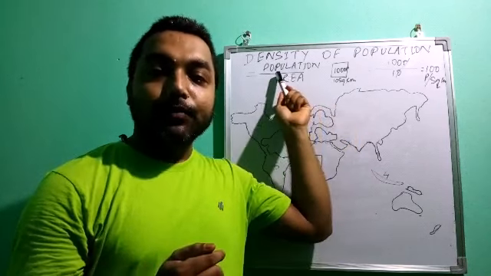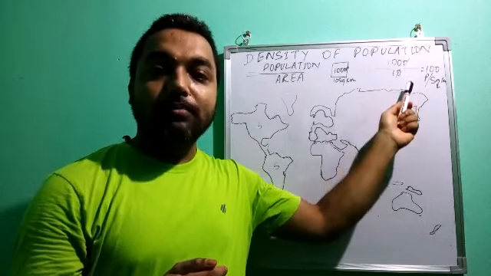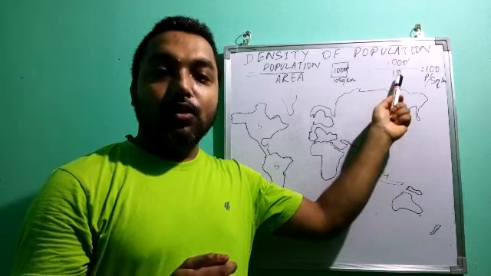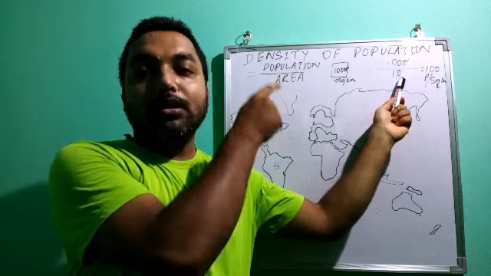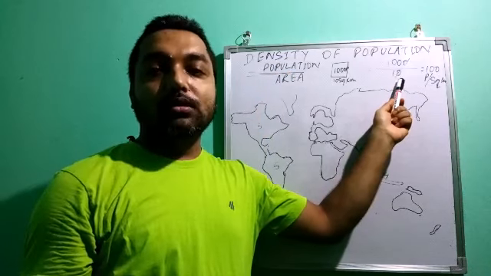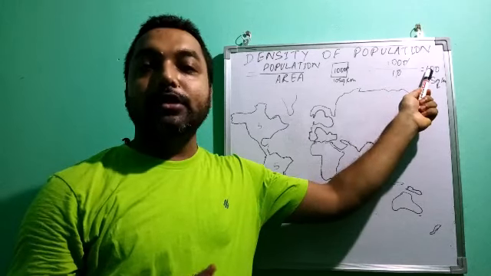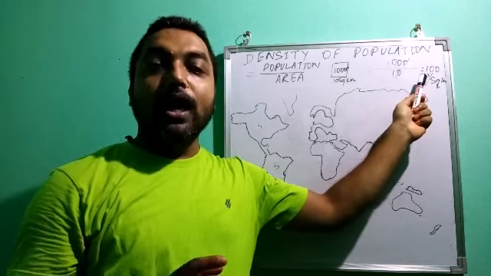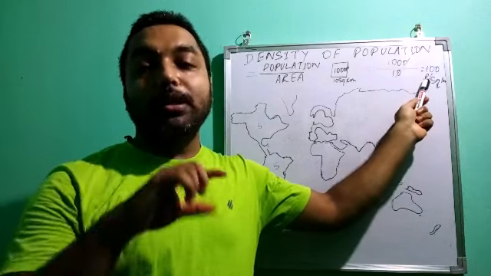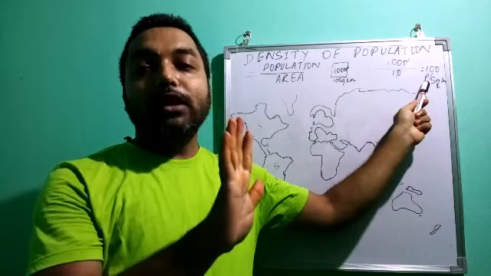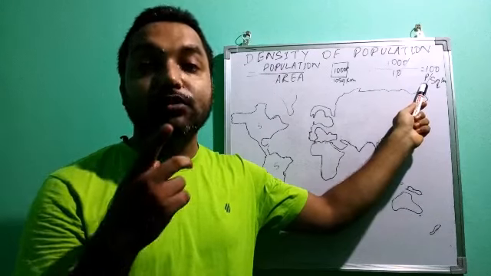To find that out, we need to divide this 1000 by 10. That is 1000, the total number of population, divided by the total area. So the answer we will get after dividing it is 100. This 100 is what? 100 people or 100 persons per square kilometer. In every square kilometer there are 100 people living in that particular area. That is the density of that population.